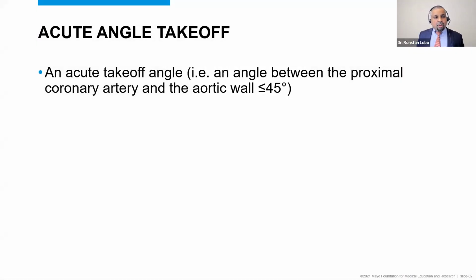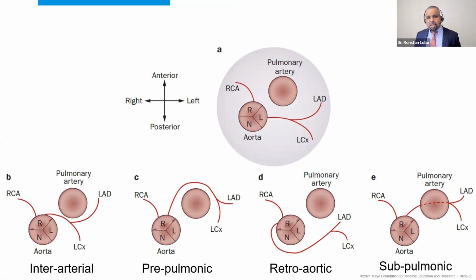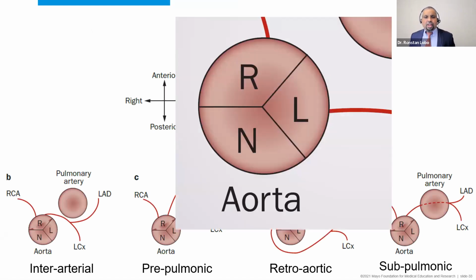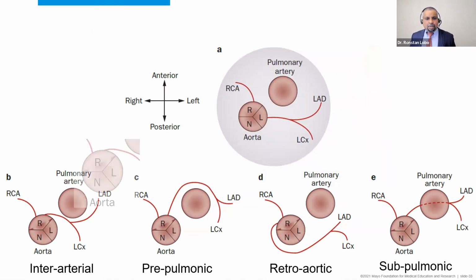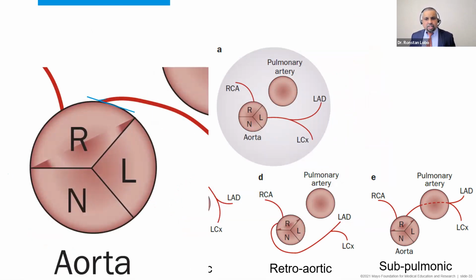An acute angle takeoff is where the angle between the proximal coronary artery and the aortic wall is less than or equal to 45 degrees. So coming back to the image we discussed earlier, with the normal coronary artery here, the angle of takeoff is almost 90 degrees. But if I take the interarterial course, for example, it's coming off at less than 45 degrees. This is thought to increase the risk of compression of the vessel as the aorta expands during physical activity.